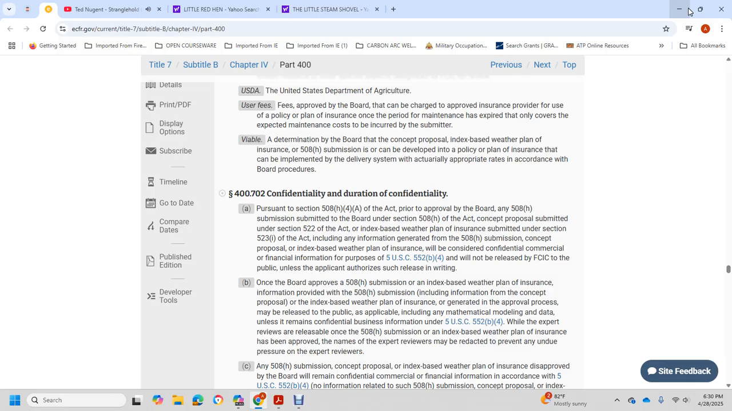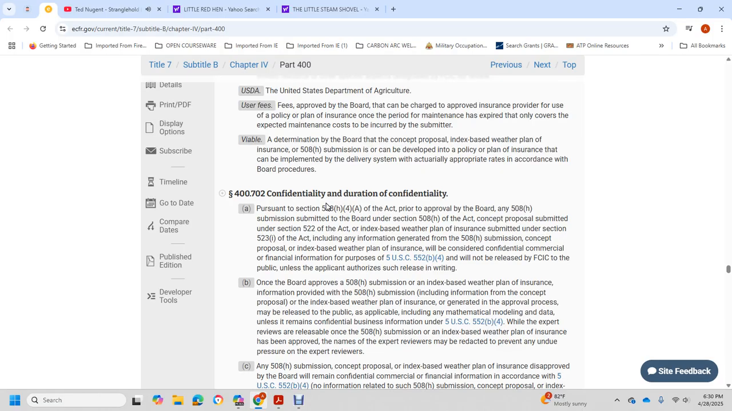Consider the confidential commercial financial information for the purpose of Title 5 U.S. Code 552(b)(4). It will not be released by the Federal Crop Insurance Corporation to the public unless the applicant authorizes such release in writing, unless the board approved the 508 submission for the index weather plan of insurance. The information provided with the 508 submission, including the information of the concept proposal of the index weather plan of insurance, is granted with rate approval of the proposal.